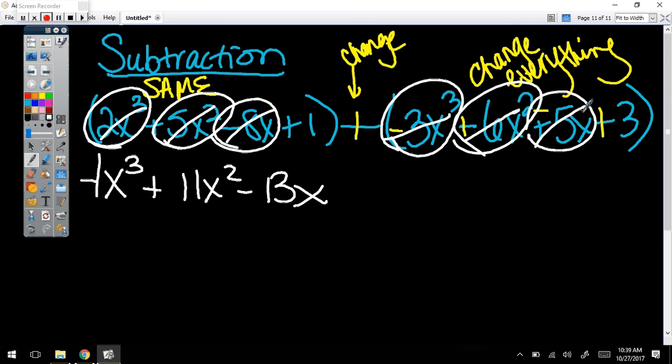And now for my constants, I have 3 and 1, which is 4. Does that make sense to everybody?